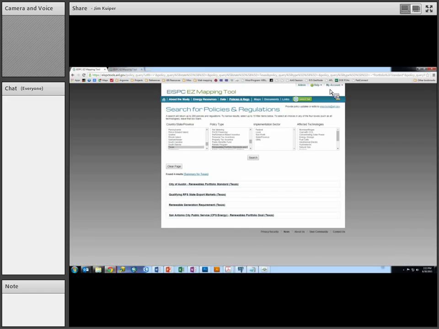I've already logged in, but if you're just reaching the site, it'll have two links on the top right, one to log in and one to register. If you haven't used the tool before, there's a short registration process, and we need to confirm your email, and then you can be accessing the tool.